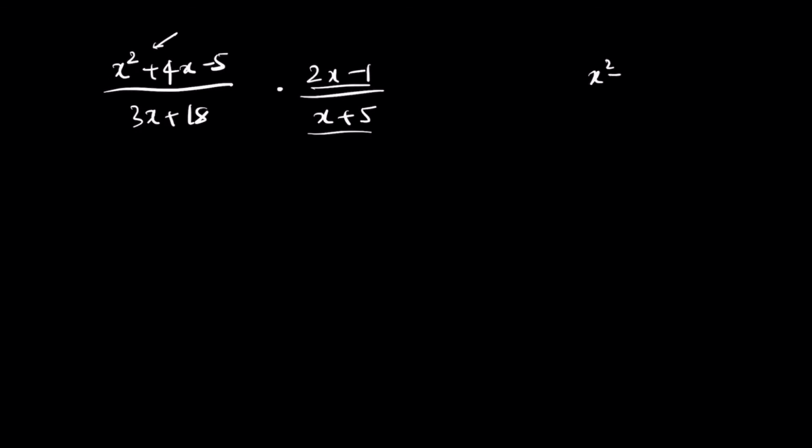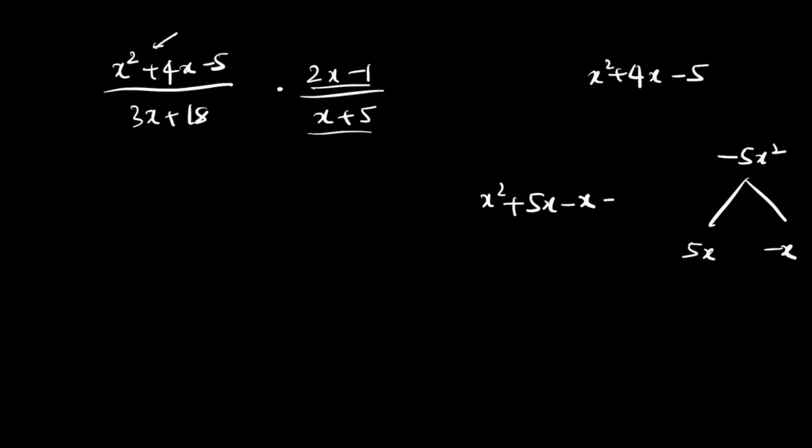So you have x² + 4x − 5. Notice that you have −5x² at the end. So how to split it to get 4x? You can write it as 5x and −x. So 5x − x is 4x, and 5x into −x is −5x². So we can write the expression as x² + 5x − x − 5.